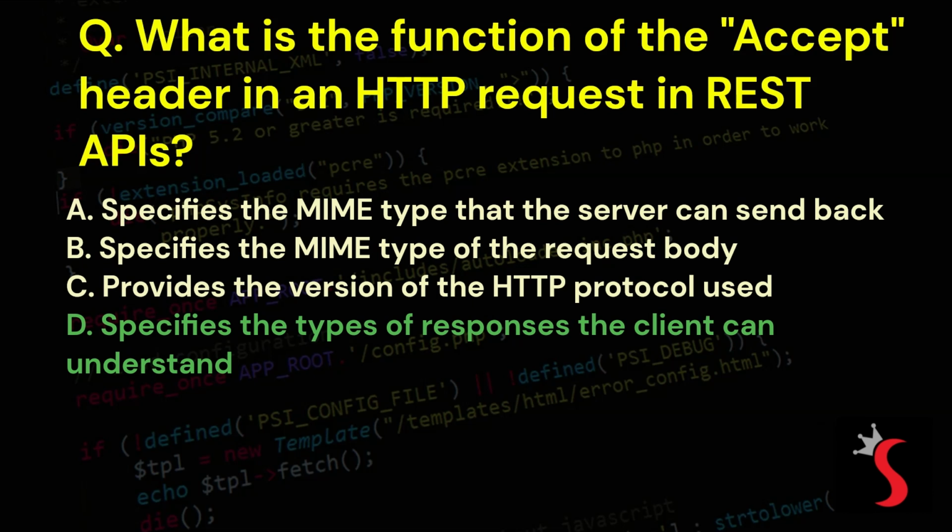And correct answer is option D, specifies the types of responses the client can understand. The accept request HTTP header indicates which content types, expressed as MIME types, the client is able to understand.